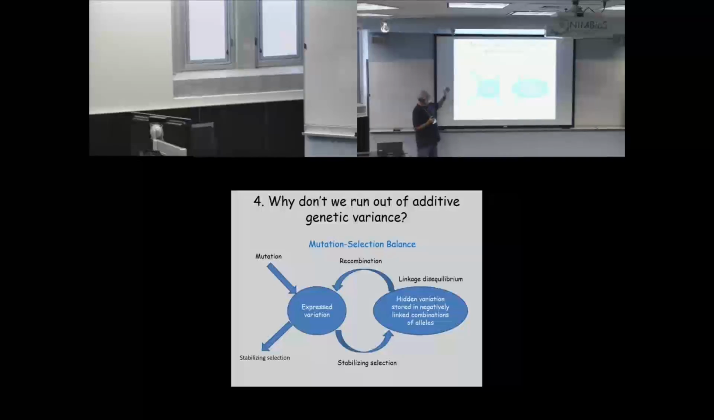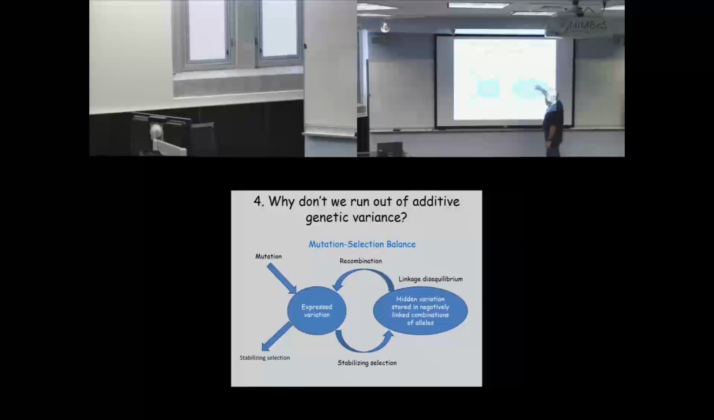So when we want to think about what's maintaining genetic variation within populations, a balance between mutation and stabilizing selection is a very reasonable model. Now, it turns out when you make a model of that, you end up being a little bit short on genetic variation. I'll show you how we might deal with that in the next slide.